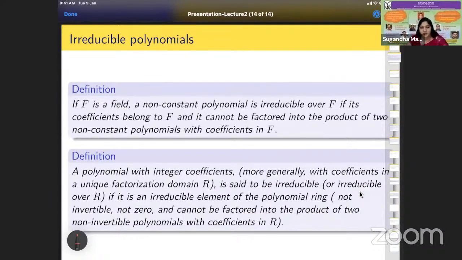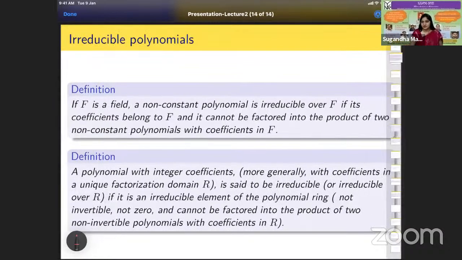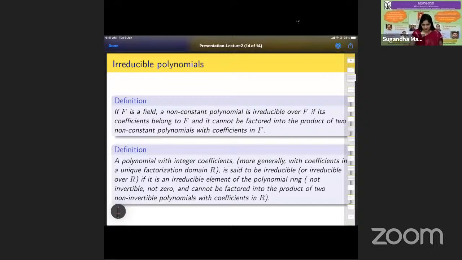Yes. Okay, so as I told already, what is irreducibility? If you have a field F and you have a non-constant polynomial over that, then we say that it is irreducible if it cannot be factored into non-constant polynomials of smaller degree, right? This is how we define irreducible polynomials. But then there are some more general criteria to this. So you see the next definition.